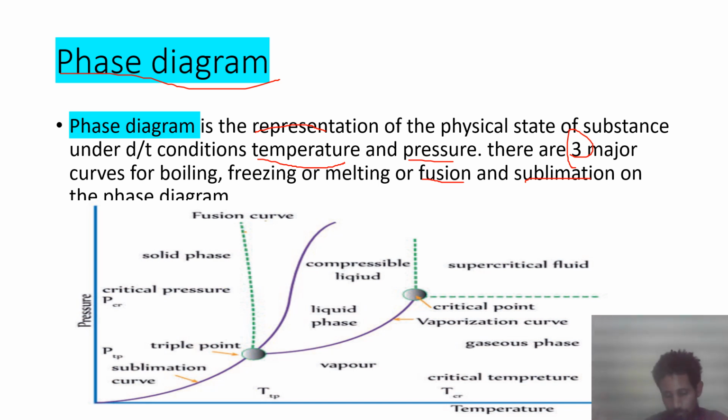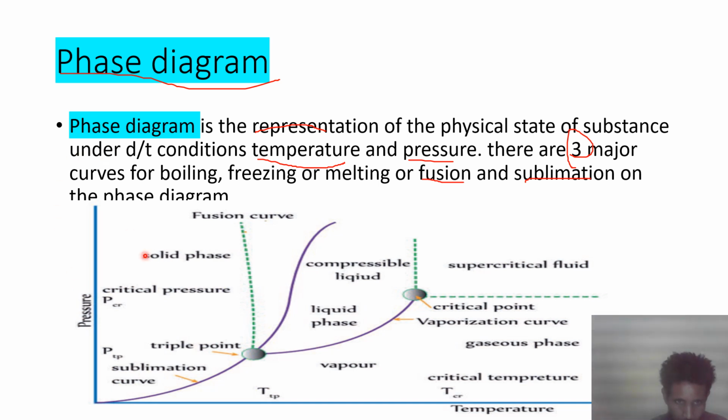Or melting means the melting point. Yeah, when ice or a solid thing changes to liquid, it's called melting. Fusion is just like melting. Sublimation is, as I told you before, the direct transition from solid to gas. So we can consider this one.